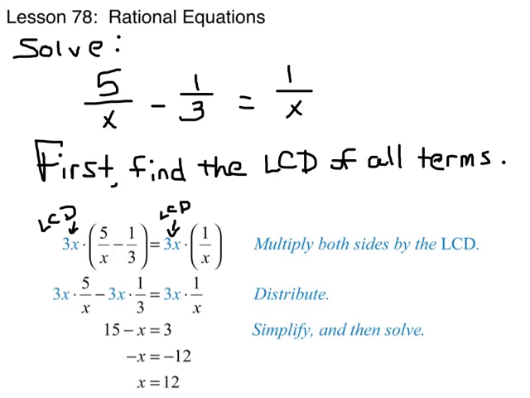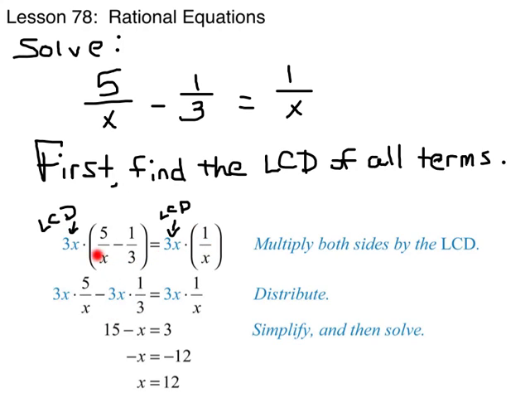So the first thing we have to do, we have 5 over x minus 1/3 equals 1 over x. We have to find the LCD of each one of those three terms. Well, two of them have the same term, so our LCD is going to be 3x, so that each one is represented. Then we are going to multiply both sides by the LCD. We're going to multiply everything here by 3x. And then we're going to multiply this by 3x.